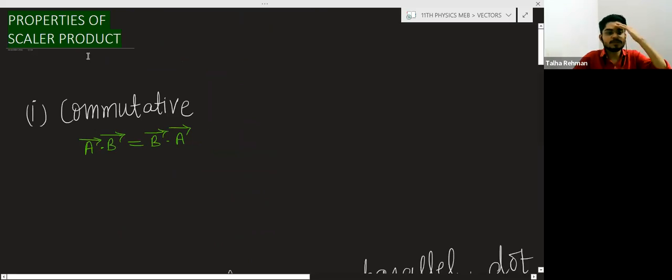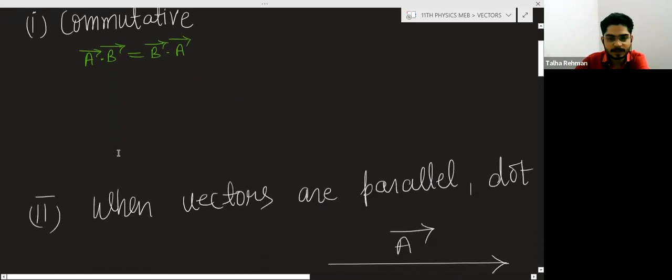So properties of the scalar product. First, this dot product is commutative. If you change the order, then the value of the dot product will not change. So A dot B is equal to B dot A. Second property.